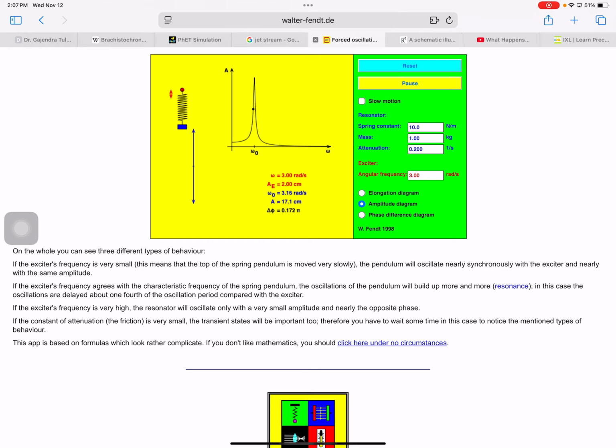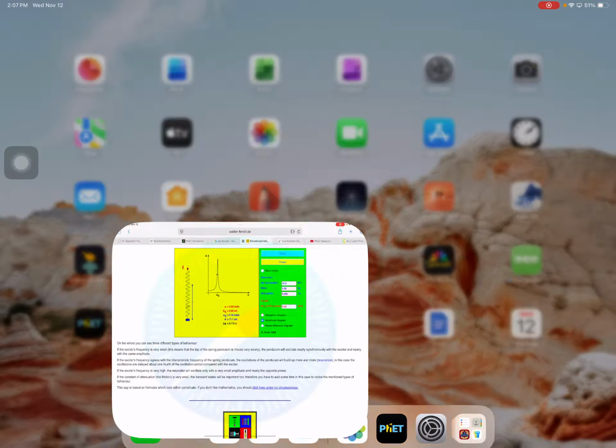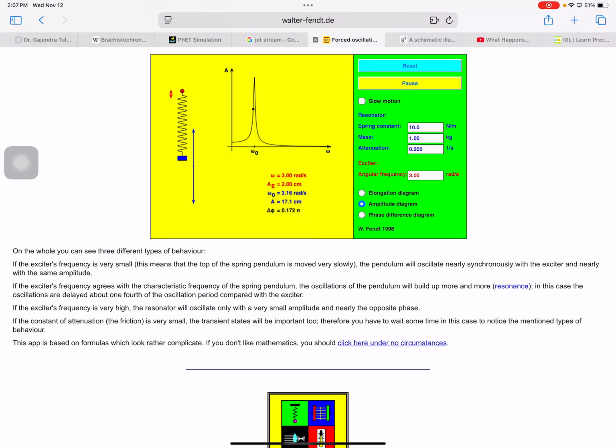Well, why do we care about this? Here's why we care about this. This driving frequency could be a wind, and this could be a bridge. If a wind somehow is exerting a force whose frequency matches the natural frequency of the structure, you can destroy the structure. And this is not just theory. I'm sure you've seen this plenty of times.